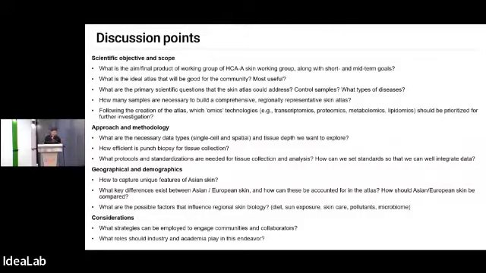Good? Yeah? Good. Okay, so I kind of mentioned what the final goal of this is, the short-term and mid-term goals.